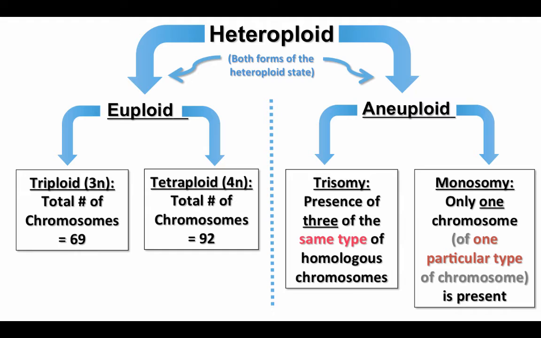The monosomy state exists when there is the presence of only 1 chromosome for a particular type of chromosome. For example, you only have 1 sex chromosome. You only have 1 X chromosome.